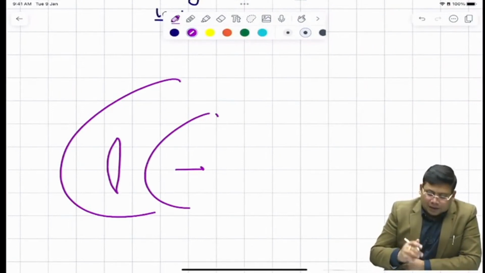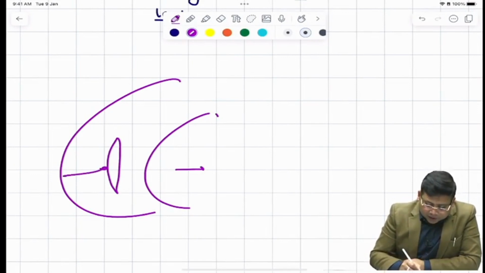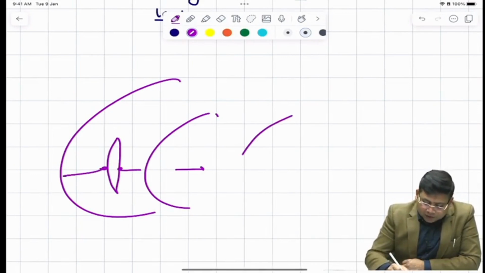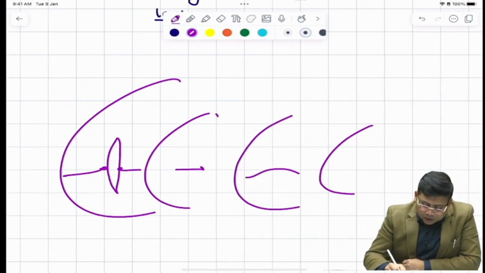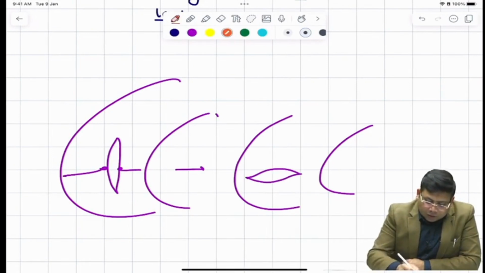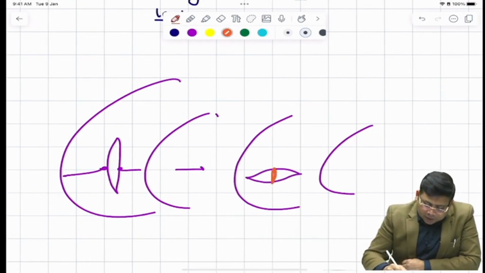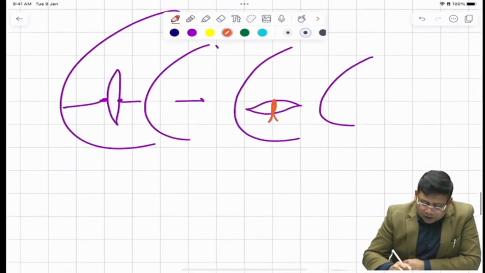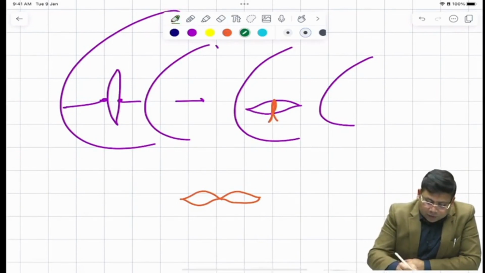Again, I will do the very same thing. I will take some stay bites and I will stretch them. So when I stretch them, this is going to be something like this. And then I'll take a midline closure. So when I do a midline closure, this will become something like this. Can you understand? This is going to become something like this.